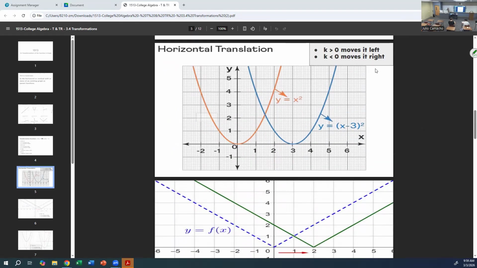I try to go down to the earth. So that is an example. That is the parent function, the orange one. Where is the vertex in the parent function? At 0. The vertex is right here. It's at 0. All right.